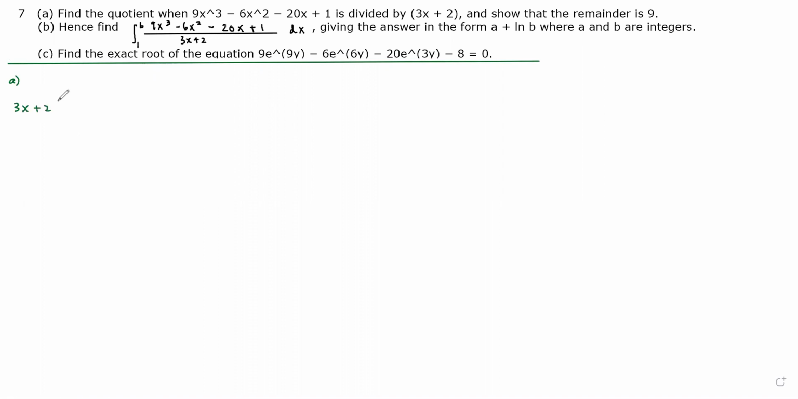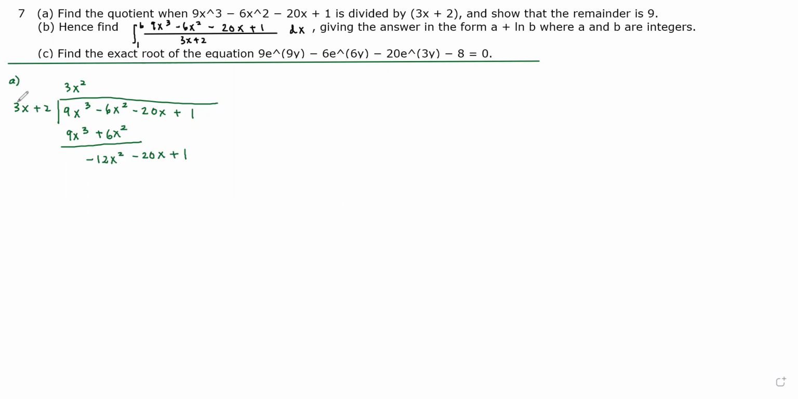So there is 3x plus 2, and we have 9x cubed minus 6x squared minus 20x plus 1. 9x cubed divided by 3x gives 3x squared. 3x squared multiplied by 3x plus 2 gives 9x cubed plus 6x squared. Now we subtract the second line from the first line. That is negative 12x squared minus 20x plus 1.